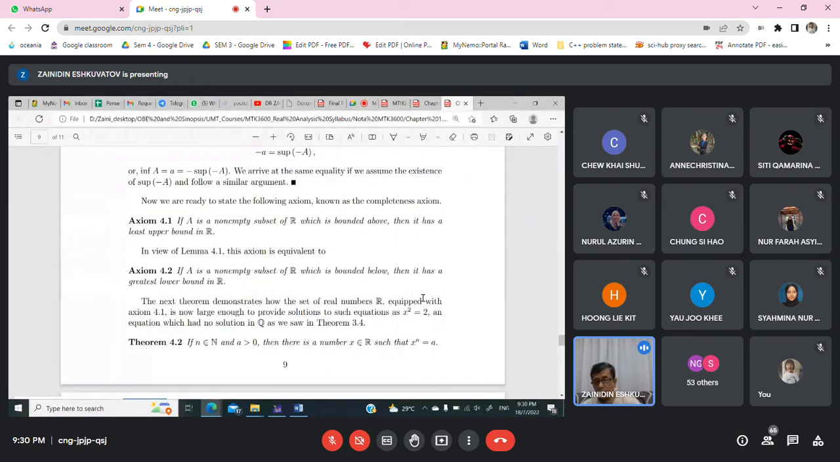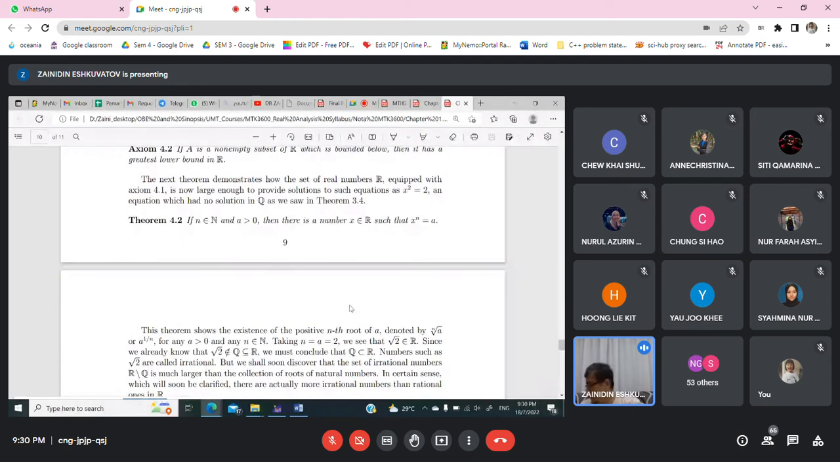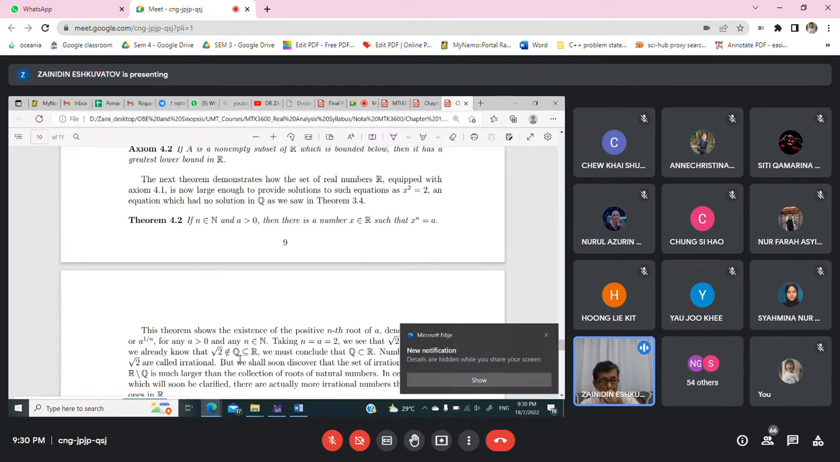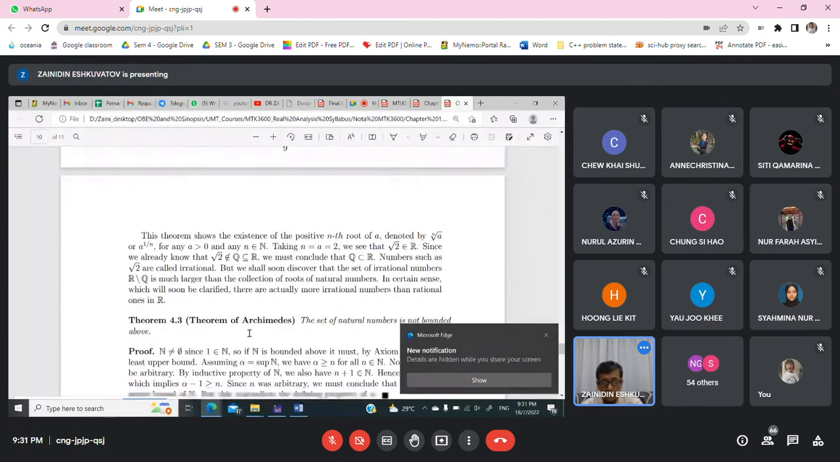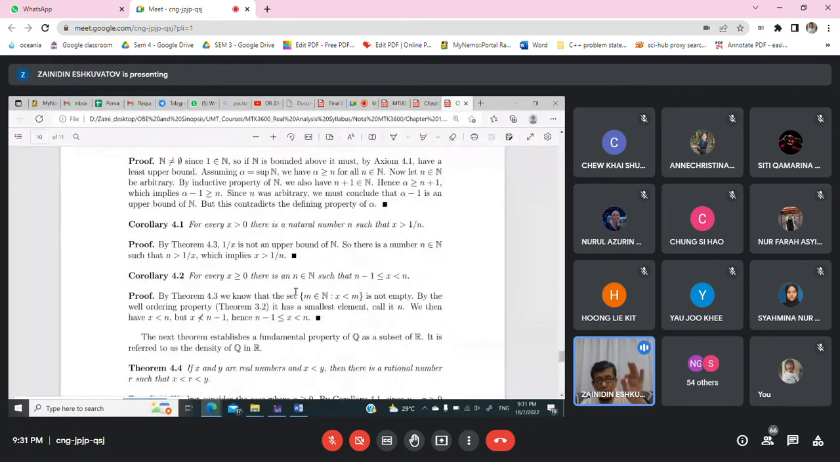Completeness axiom is one of the important topics in the exam. So you will see, I think, two problems in here. Please revise. This chapter is one of the important chapters. You can see that two questions are actually related to this problem.